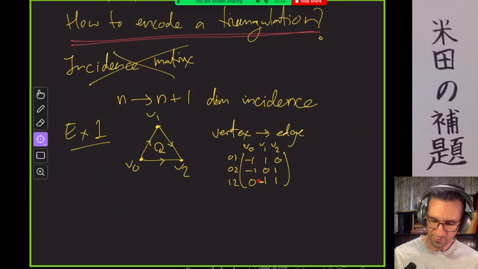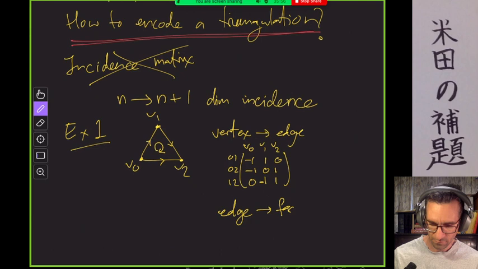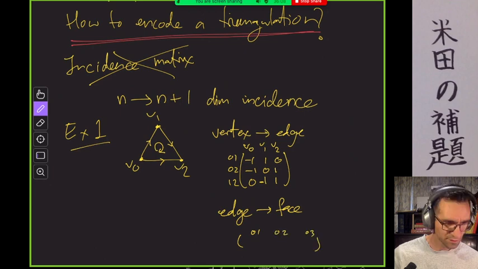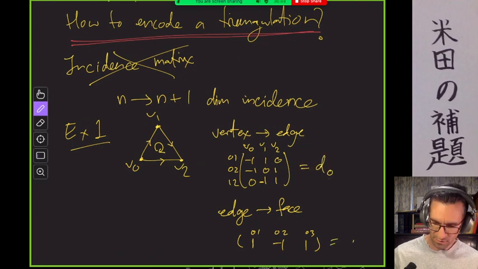And then we get edge to face incidence, and now we've got one face. So I've got edges 0 1, 0 2, 1 2. And what I want is a 1 if the orientation of the edge agrees with the orientation of the face. So edge 0 1, going around the face this way, is in the same direction. Same with edge 1 2. But edge 0 2 is opposite. So it's 1, minus 1, 1. Let's just call this D0 and this matrix D1.